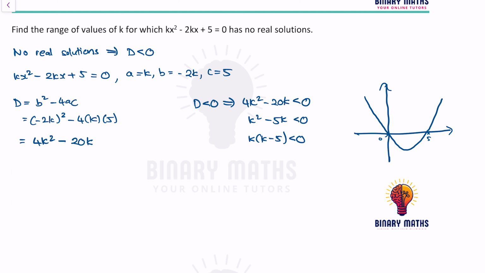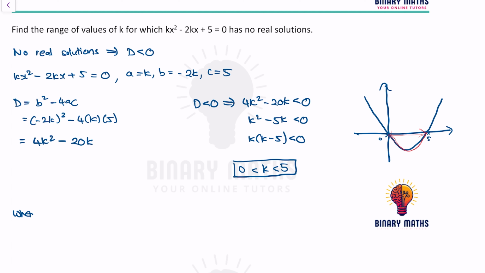I want the part that's less than 0, so below the x-axis, which means it's all the values of k between 0 and 5. So k is greater than 0, which is less than 5. So like this. Okay. Now I need to look at when my coefficient of x squared is equal to 0.